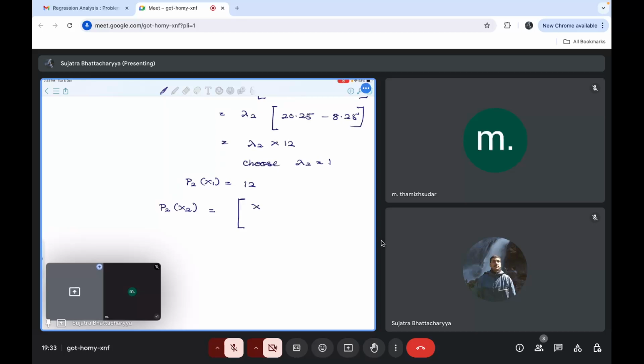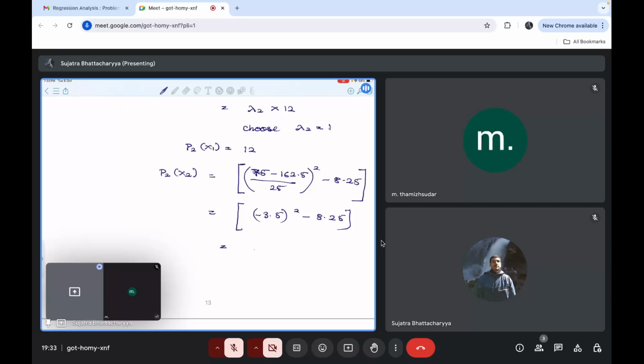So this will be 75 minus 162.5 divided by 25. This also we have calculated, minus 8.25. This will not change. This we have calculated to be minus 3.5 squared, minus 3.5. This gives you the value 4.